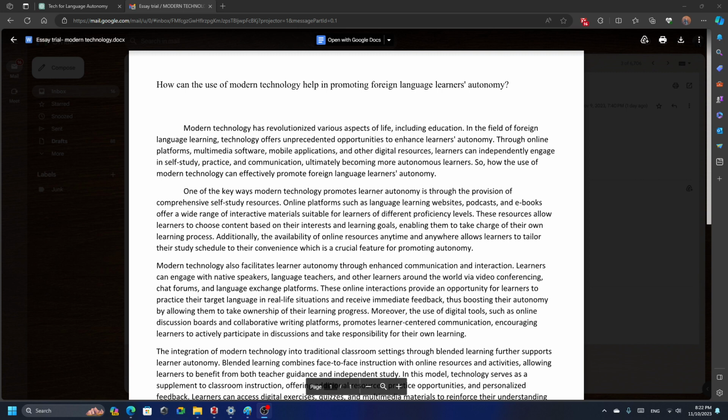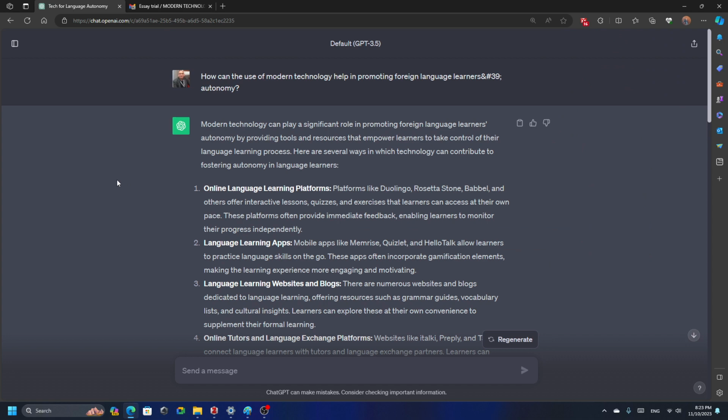So there is no explanation of what this autonomy is, because, as you can see, the word "autonomous" is repeated again and again. "So how the use of modern technology can effectively promote..." Again, we fall into one of the bad practices, repeating the same question again. This is terribly wrong. And I would tell you why: most likely this student has used ChatGPT to construct an answer.